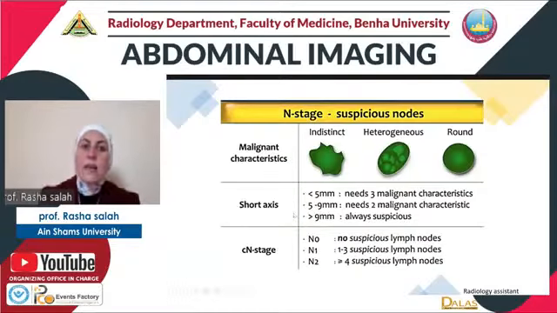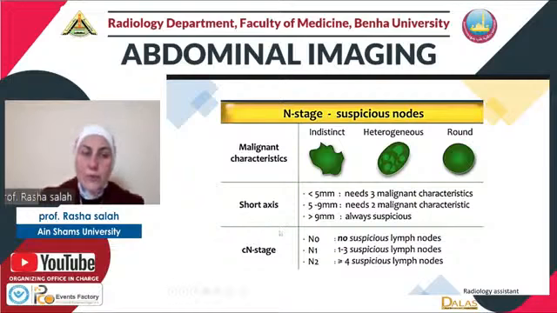For staging of lymph nodes to identify suspicious lymph nodes, we depend on three morphologic criteria: if we have an indistinct or spiculated outline, if the lymph node is of heterogeneous appearance, and if the lymph node is rounded in appearance.